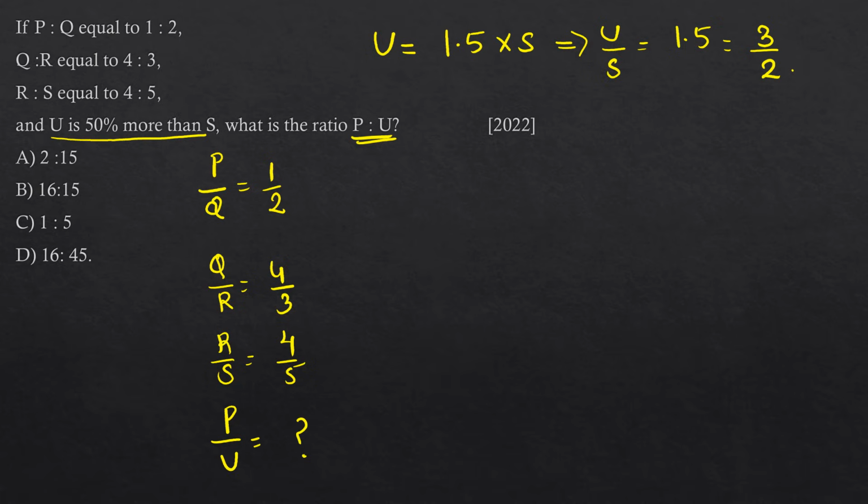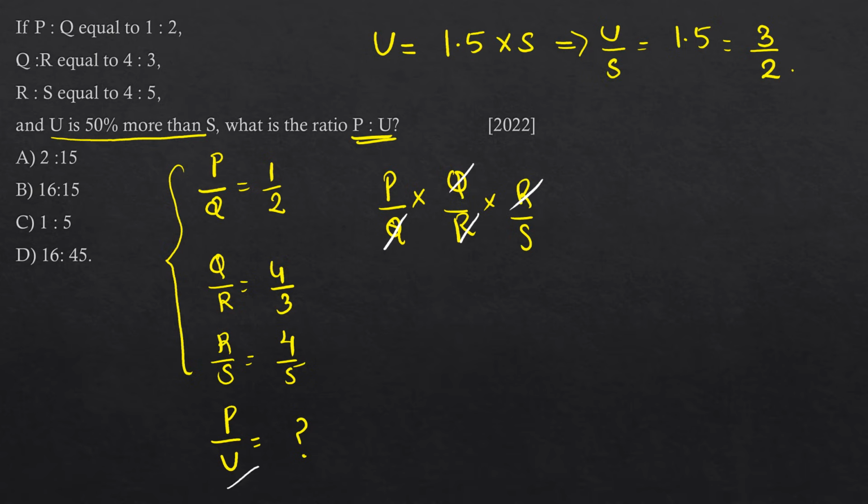Now if we multiply all these terms, that is P by Q into Q by R into R by S, we see that some of the terms get cancelled. Q gets cancelled, R and R get cancelled, and P and S are remaining. To get P by U, what will we do? We have to cancel this S term also. So we have to multiply this by S by U. Then this S term also gets cancelled and the remaining will be P by U.